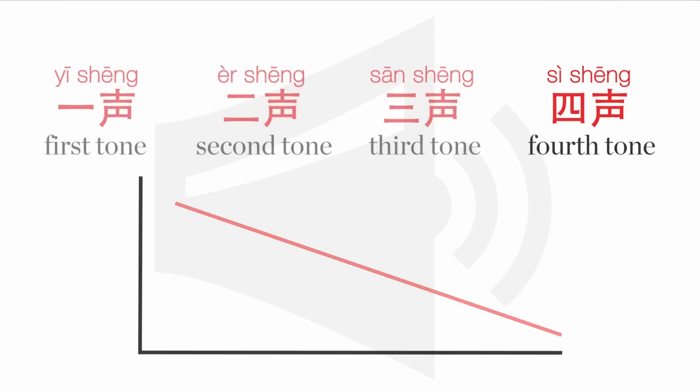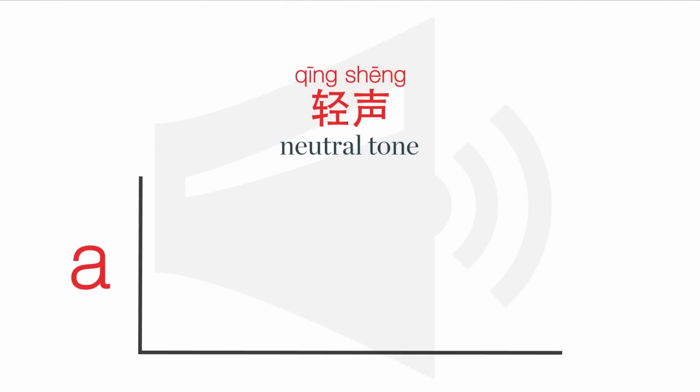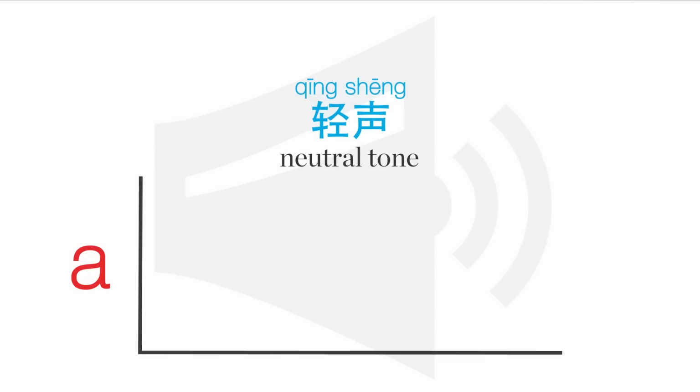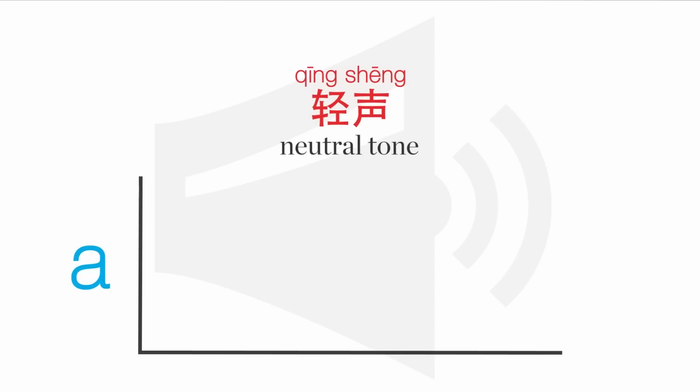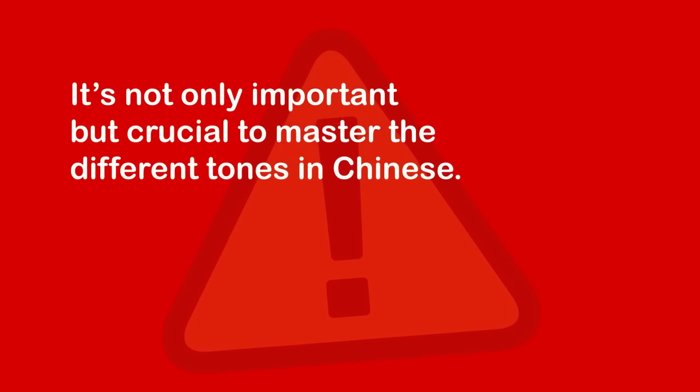In addition to the above 4 tones, there's a special tone called neutral tone, 轻声. It doesn't come with any marks on top. To make the neutral tone, try to say it as in the first tone, except that you say it in a more light and short way, like ah. It is not only important but crucial to master different tones in Chinese.